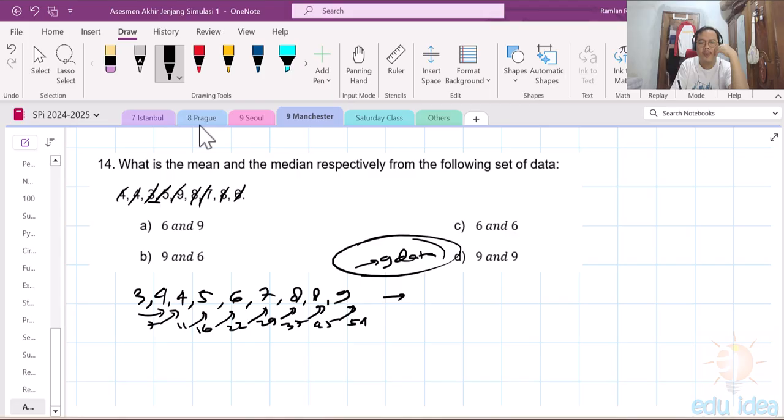Okay, so that'll be 54. So the mean is just equal to the total, which is 54, which we just did, divided by the total number of data, which is equal to 9. So 54 divided by 9 is equal to 6. Okay, so that's the mean.